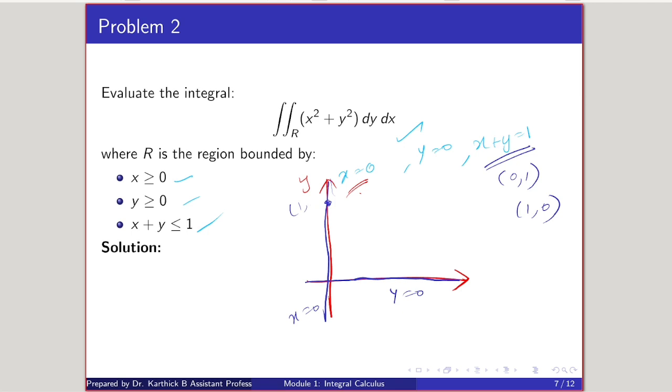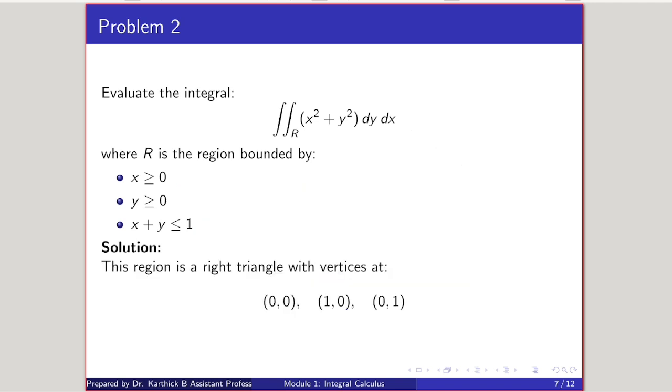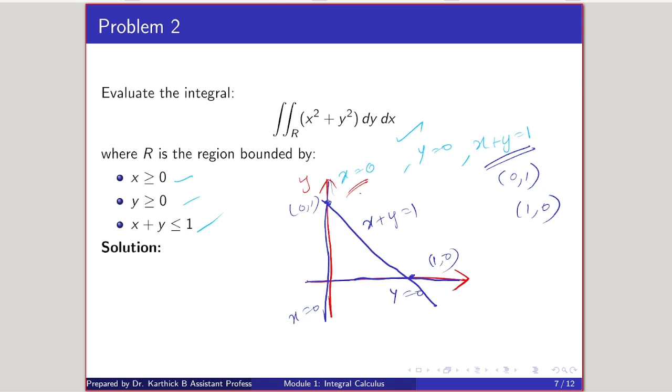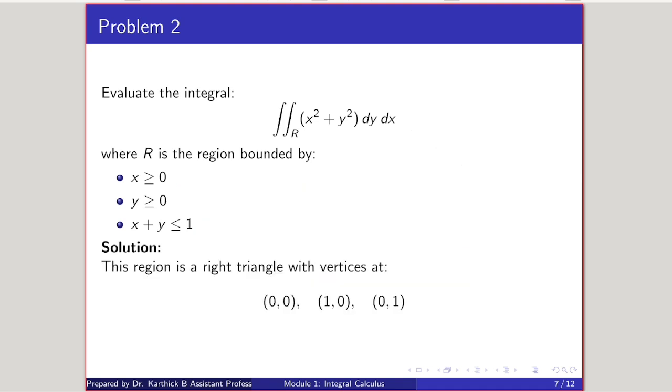So here it will be 0 comma 1, and here 1 comma 0. I will draw a line like this. So this will be x plus y equal to 1. So this will be the region. Within this region we want to evaluate this given function. Of course, what I'm getting here: 0 comma 1, here it is 1 comma 0, and here 0 comma 0. It makes a triangle, so I'm choosing these 3 points for a right triangle.